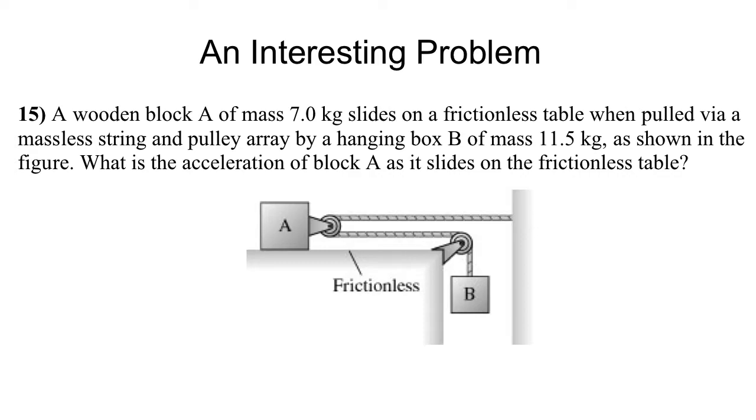So in my positive direction, which I've said is down, I have the weight of B minus the force of rope on B is equal to mass of B times acceleration of B. This should all look pretty familiar. This is just brute force application of Newton's second law. And we'll circle that equation and come back to it in a second because there's information in there.